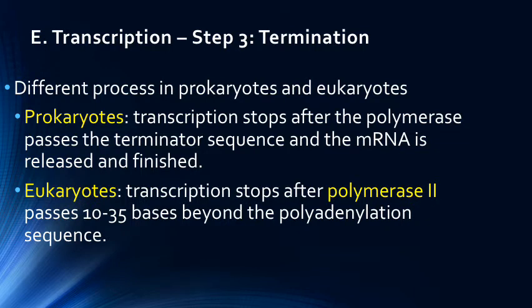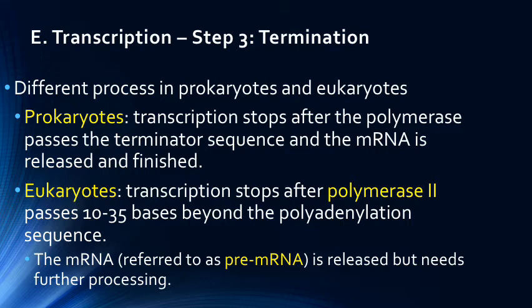However, in eukaryotes, the transcription stops after polymerase II passes between 10 and 35 bases beyond what's called a polyadenylation sequence. The messenger RNA, referred to as pre-mRNA, is released, but then gets further processing before it leaves the nucleus. So the eukaryotes, they make the messenger RNA, but then it's going to get edited before it leaves the nucleus.